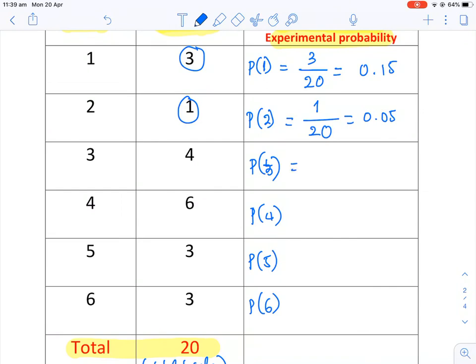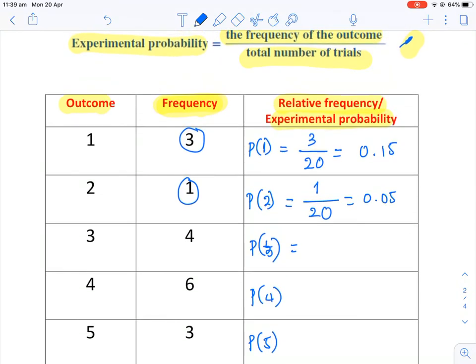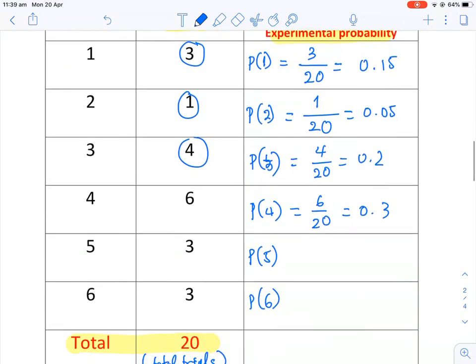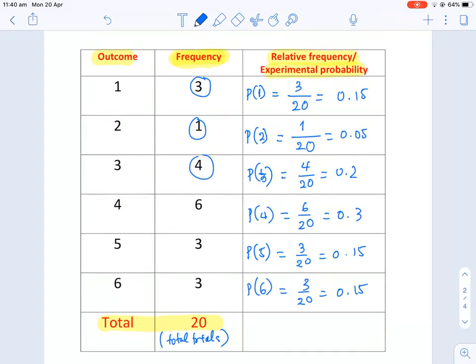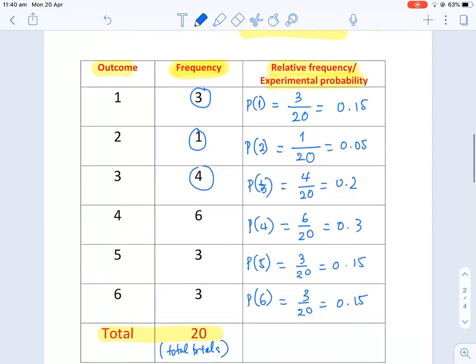So how about 3? The relative frequency of getting a 3 is equal to 4 divided by the total trials, which is 20, and it equals 0.2. You do the same thing to find the relative frequency of getting a 5 and a 6. And there you go. That's how you find the relative frequency of an outcome, or the experimental probability of that outcome.